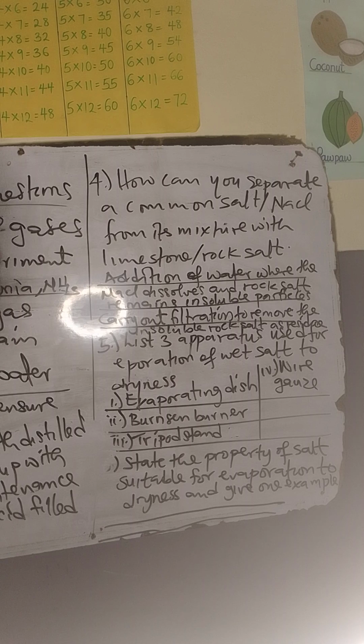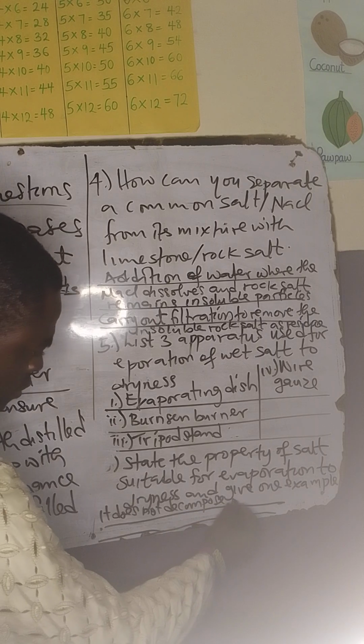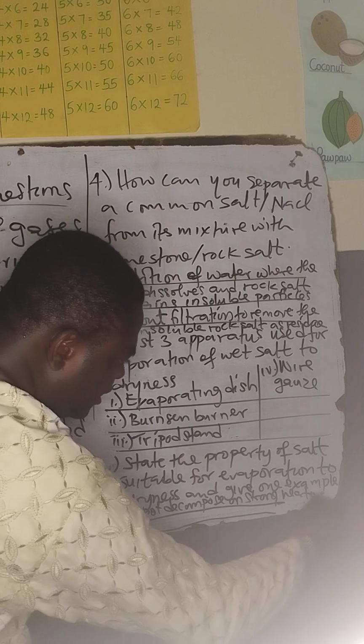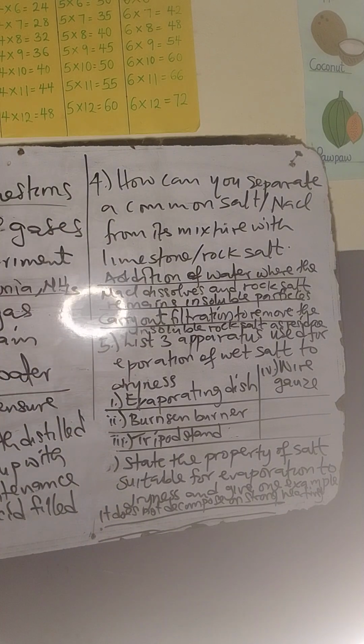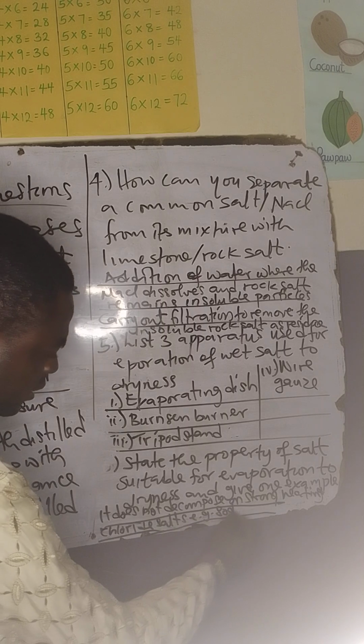State the property of salt suitable for evaporation to dryness and give one example. It does not decompose on strong heating, or you can say it is stable to strong heating. Give one example: chloride salts, e.g. sodium chloride.